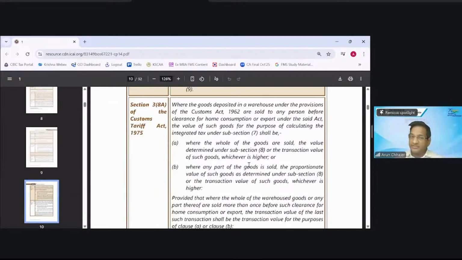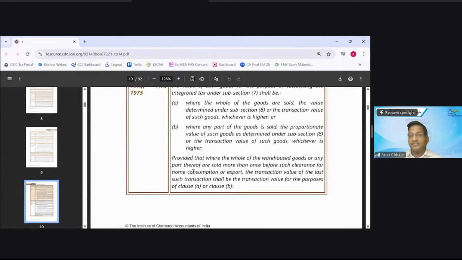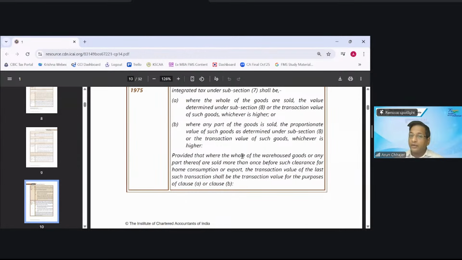or the transaction value, whichever is higher, and where any part of the goods is sold, the proportionate value of such goods sold as determined in subsection 8 or the transaction value, whichever is higher, provided that whole of the warehouse goods or any part thereof are sold more than once before such clearance for home consumption, the transaction value of the last transaction shall be the transaction value for the purpose of clause A or clause B.